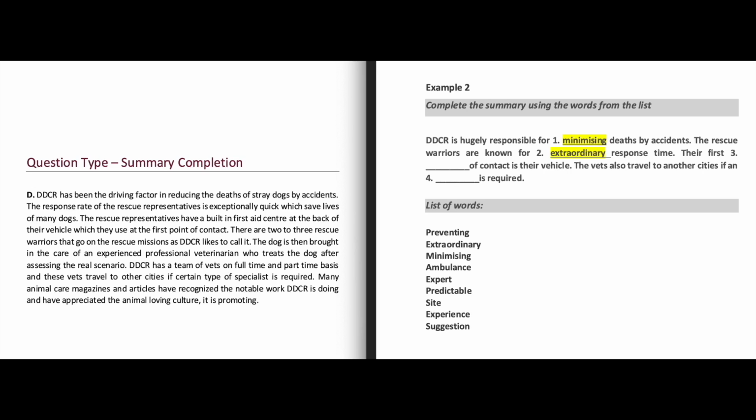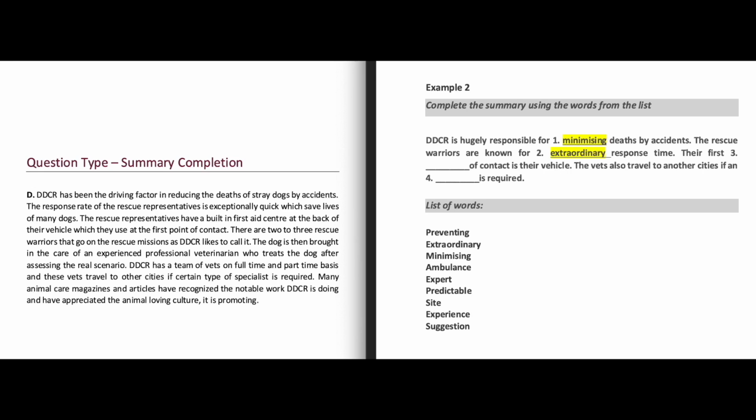Now, if you look at the third blank, it says their first dash of contact is their vehicle, which means they were talking about that their first point of contact is the back of their vehicle. So first point is the first place that they are contacting the rescued animal. So let's look at the word from the list. We have to look for a synonym for the first place of contact, point of contact. So let's look at the words again. Preventing could not be the answer. Extraordinary could not be the answer. Third is minimizing, so no, that could not be the answer.